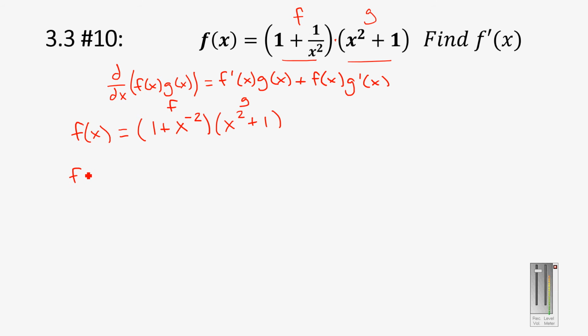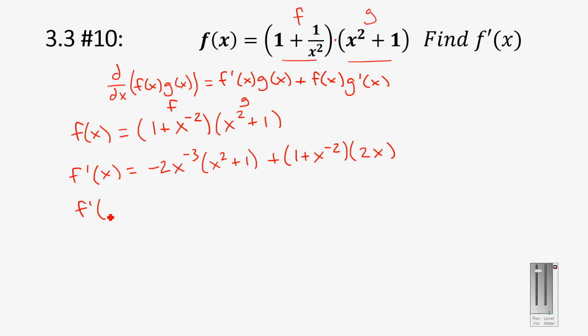So then we'll say the derivative, f prime of x, equals the f prime, so the derivative of the first part. So this goes to 0, negative 2 x to the minus 3 times g of x left alone, which is x squared plus 1, plus f of x, which will be again 1 plus x to the minus 2, times g prime of x, which is going to be just 2x.